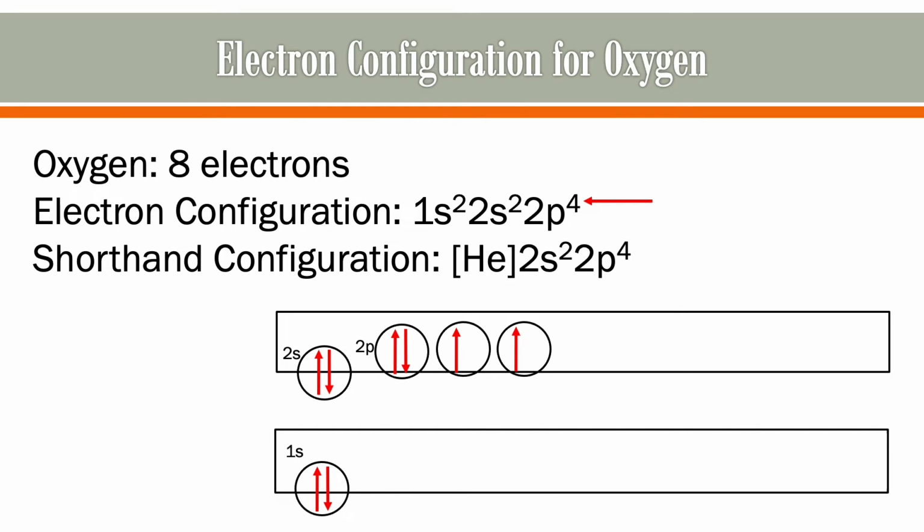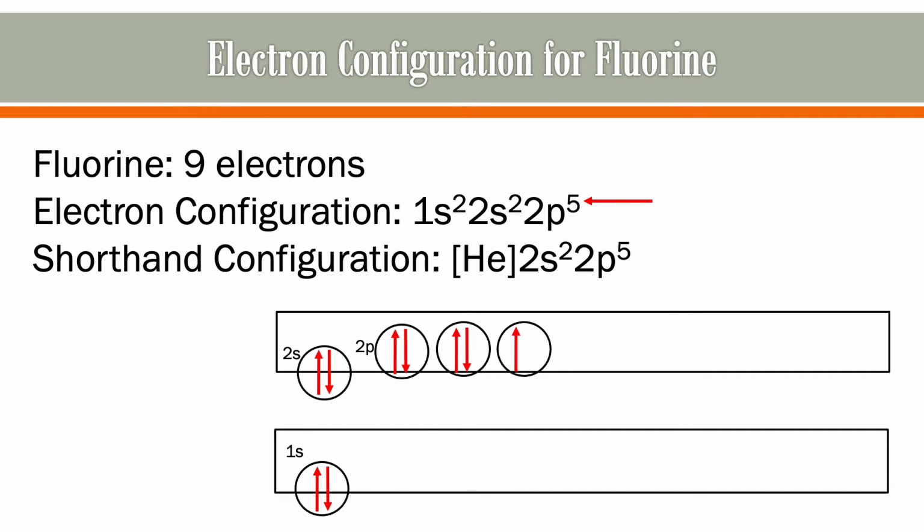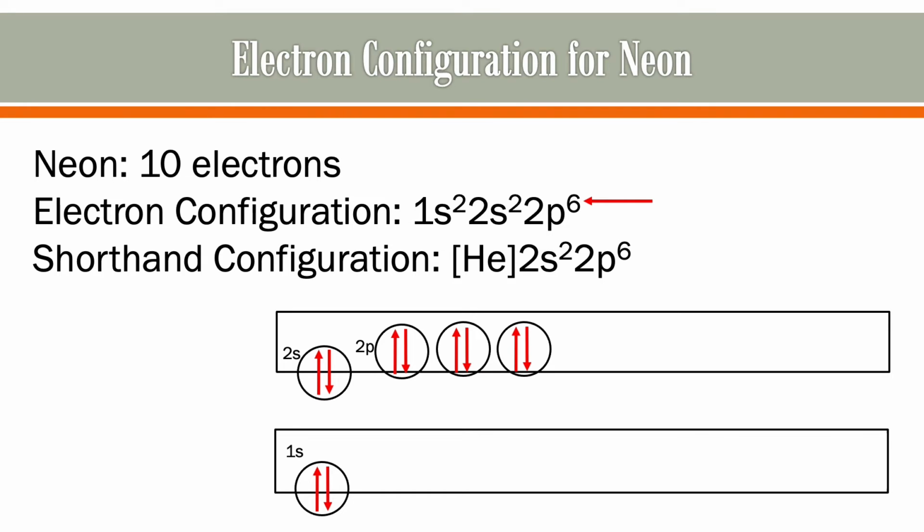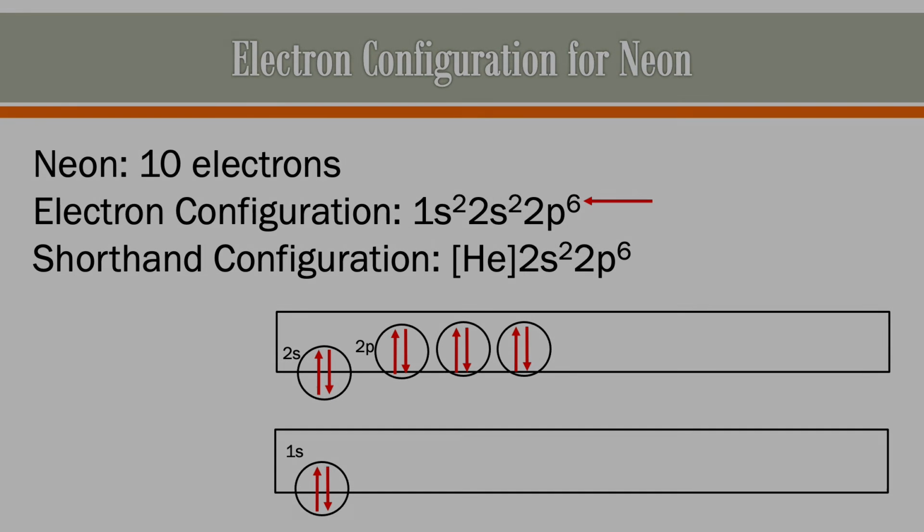For oxygen's 8 electrons, we'll have to start pairing up electrons in the 2p orbitals to fill them. We'll add another for fluorine. Finally, the last element in the second row is neon. Notice how all the orbitals are full for the noble gas.